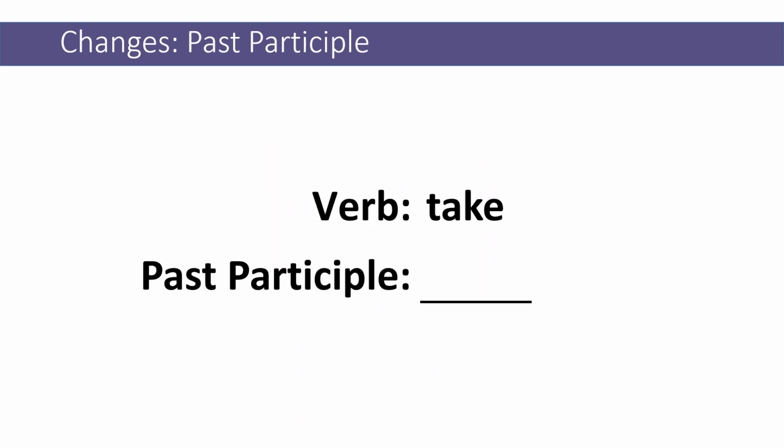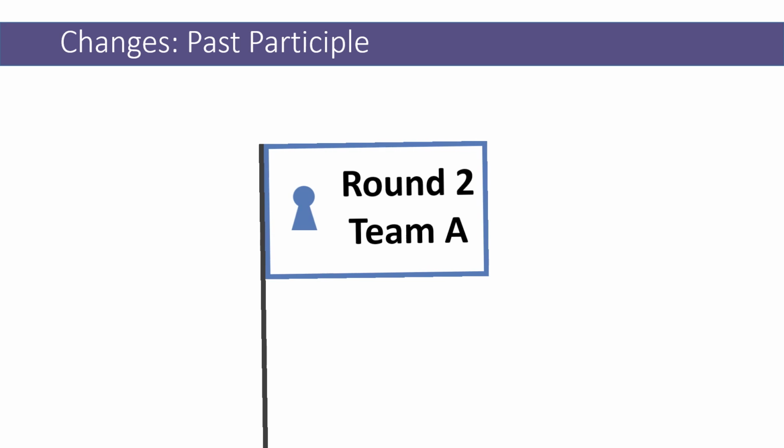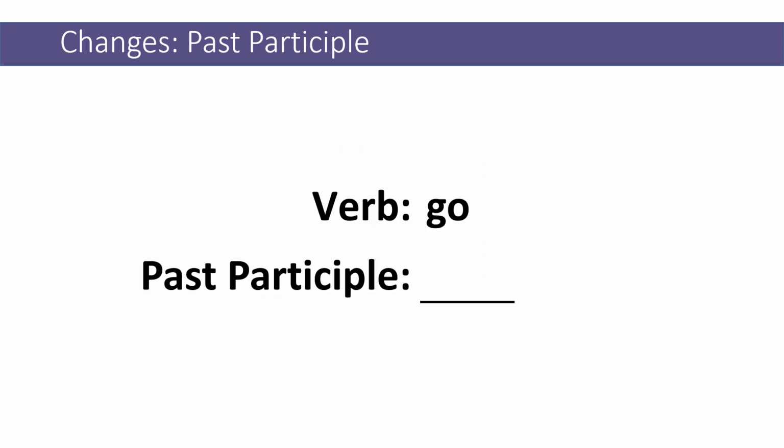The verb is take. What's the past participle? Taken. Not took, which you might have wanted to say. That's just the simple past. Go. The past participle is gone, not went. Remember, went is a simple past. Find. The past participle, found. So in this one, the simple past is the same as the past participle.